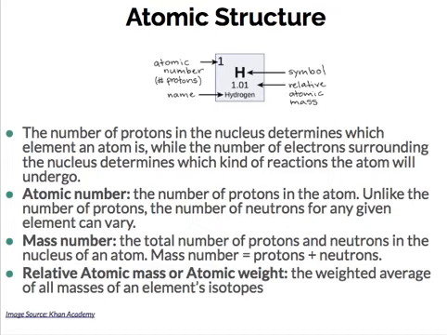The mass number is just the total number of protons and neutrons in the nucleus of an atom. So the mass number just equals protons plus neutrons. The relative atomic mass, or atomic weight, is the weighted average of all masses of an element's isotopes. And we're going to talk about isotopes in just a moment.